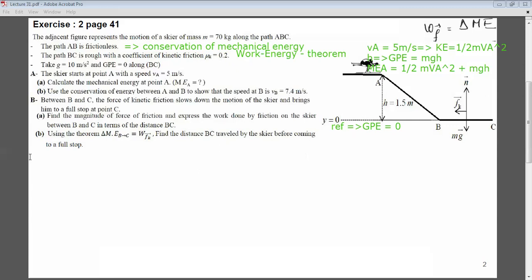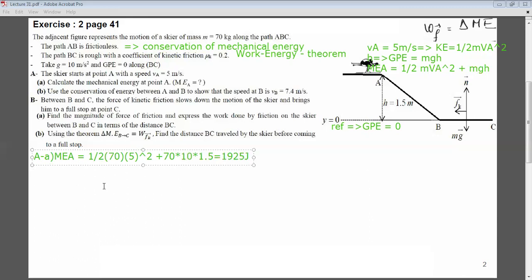So part A, let's start. Mechanical energy at A is equal to half m, which is 70, times v squared, which is 5 squared, plus m, which is 70, times g, times h, which is 1.5. And this will give me, using the calculator, 1925. So this is mechanical energy at A.